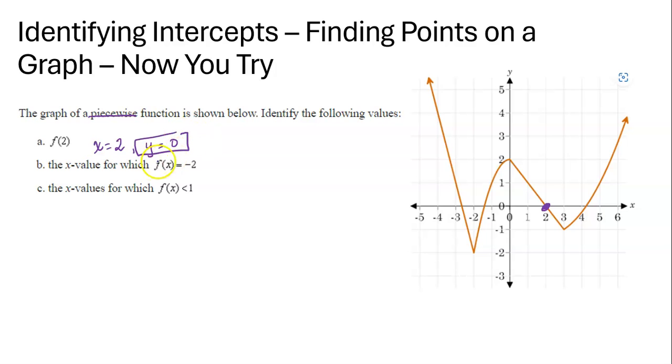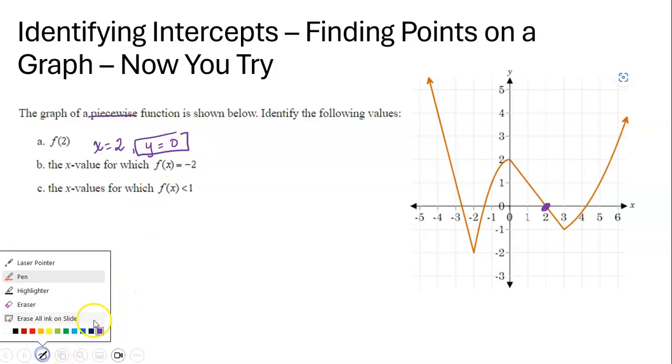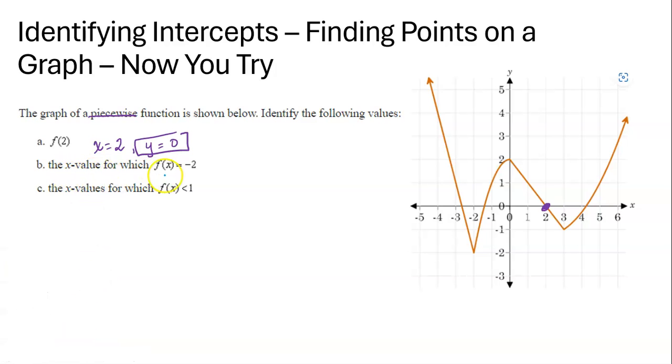Okay. The x value for which f of x is equal to -2. So let's see. This is y. So -2 is going to be right here. So my x value is -2.